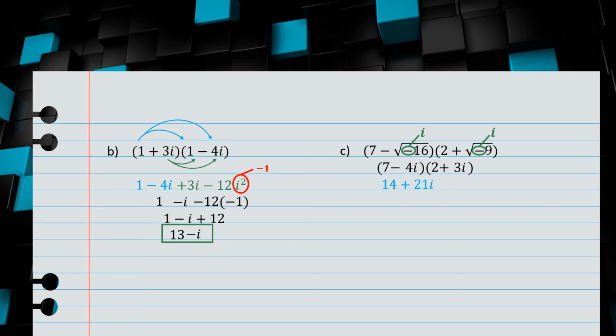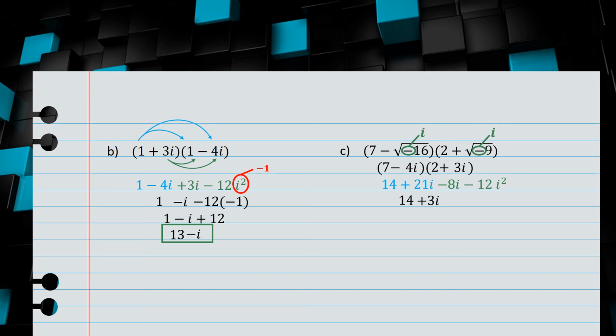Next, we distribute the negative 4i. So negative 4i times 2, negative 4i times 3i would give you negative 8i minus 12i squared. From here we want to gather any like terms if possible. There's only one constant, which is 14, but in the middle we have like terms. 21i minus 8i gives you 3i.